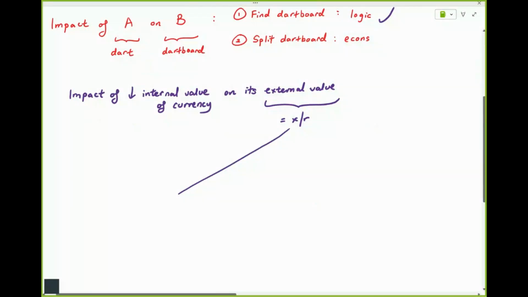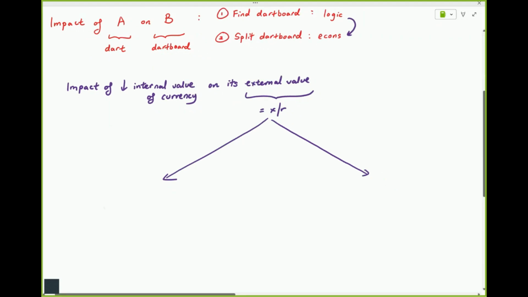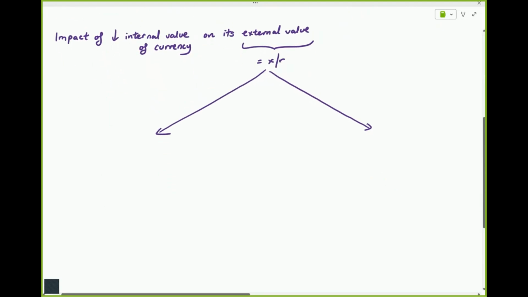For a start, are you able to split this into two parts? In other words, exchange rate determination. How do you split exchange rates into two parts? This is where we move away from logic towards your foundation. Anyone has an idea of how to split exchange rates into two parts?